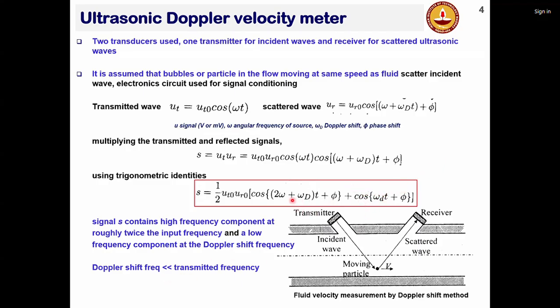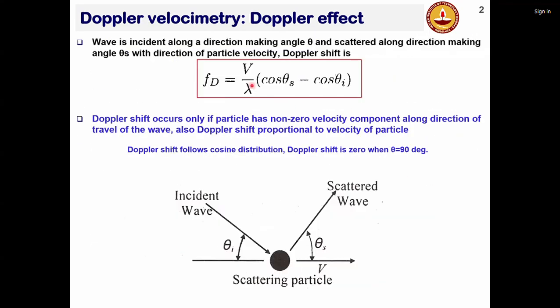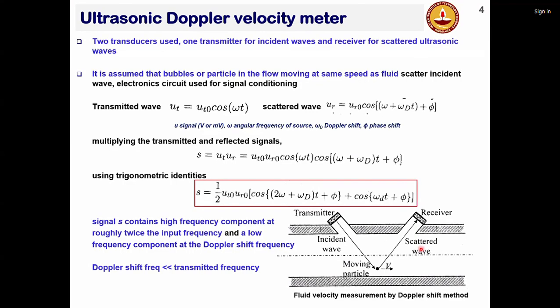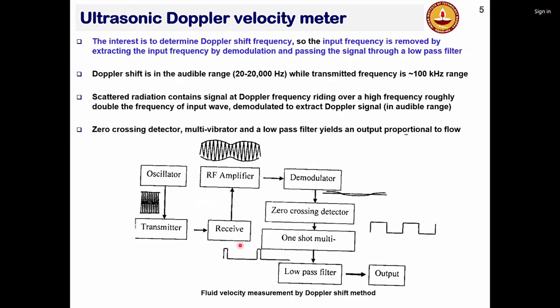Now, typically, our objective here is to measure omega d. So we need to somehow take out this incoming frequency from the signal, so that we only get omega d. And once we get the Doppler frequency using this formula, we know the geometrical parameters, so we can predict V. So that is what is done by this circuit as we discussed.